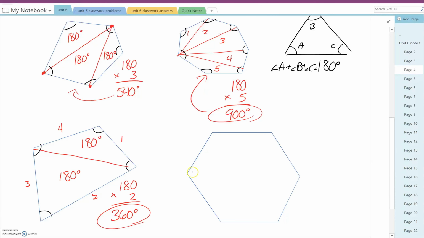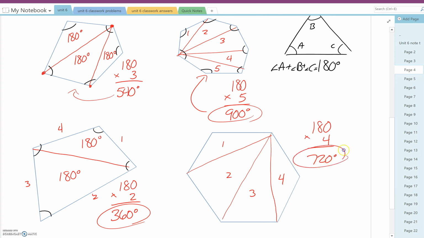The one on the left, I can draw 3 diagonals, which breaks it up into 1, 2, 3, 4 triangles. 180 times 4 is 720. So inside of any six-sided shape are 720 degrees.